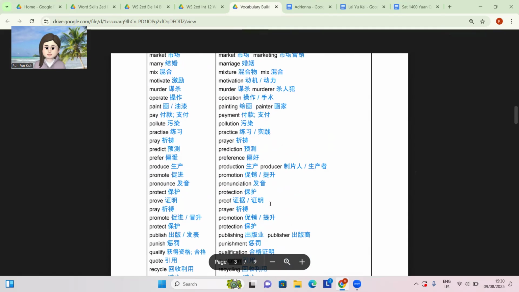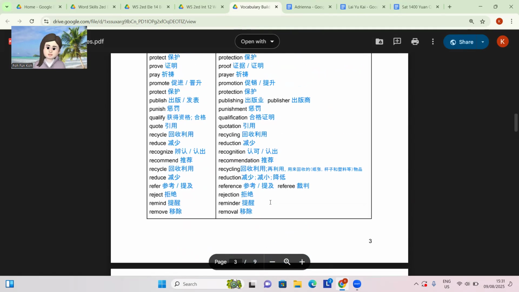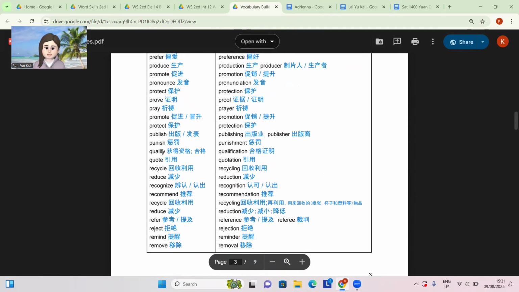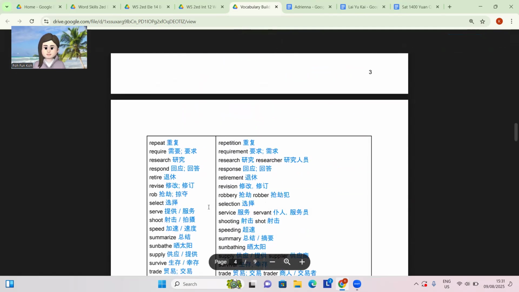Okay, we have about 4 pages here. Qualify, qualification. Punish, punishment. Pronounce, pronunciation. Okay, so do it page by page, part by part.